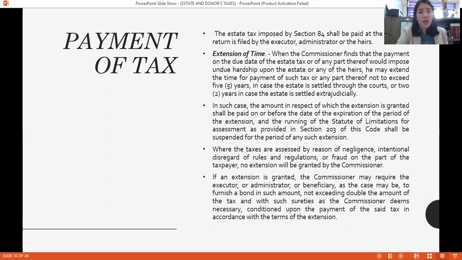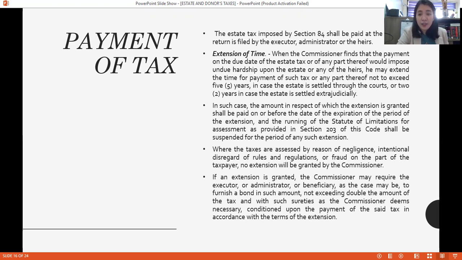Payment of tax. So, same rule ito sa income tax na pay as you file rule. Meaning, at the time of filing, you should also pay your tax. So, meron bang extension of time for the payment? The answer is, that can be allowed if the payment on the due date of the estate tax or any part thereof would impose undue hardship upon the estate or any of the heirs. So, pwedeng mag-extend ng time for payment but not to exceed 5 years in case the estate is settled through the courts or judicial, or 2 years in case the estate is settled extrajudicially.